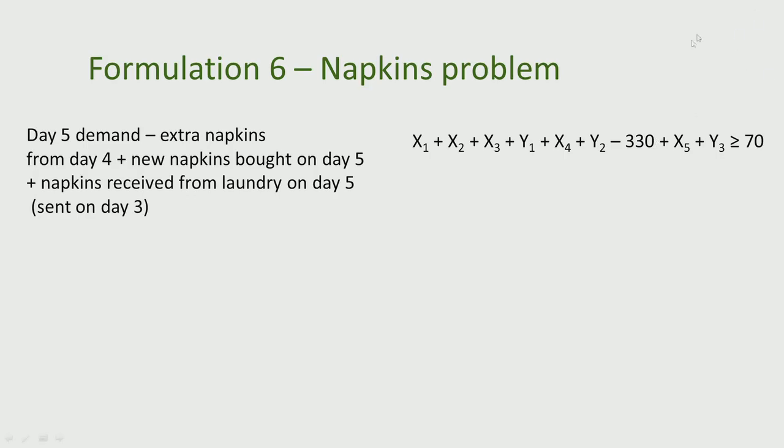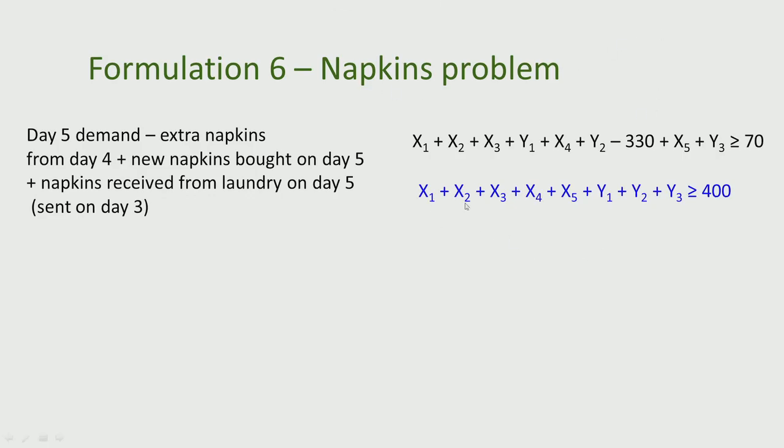And then we buy another x5 on day 5, and then we have the other supply of y3 which has come before dinner on the 5th day, and this y3 had been sent to the laundry at the end of the 3rd day. So, this should be greater than or equal to 70, which is the requirement for the 5th day. Now, this is again simplified to the 330 is taken to the other side of the inequality.